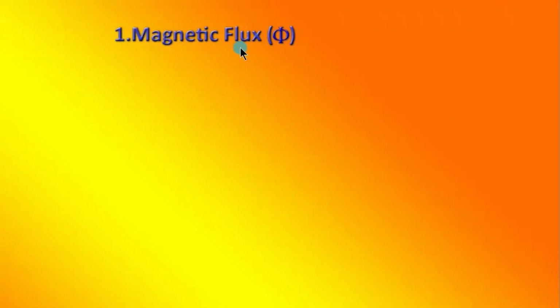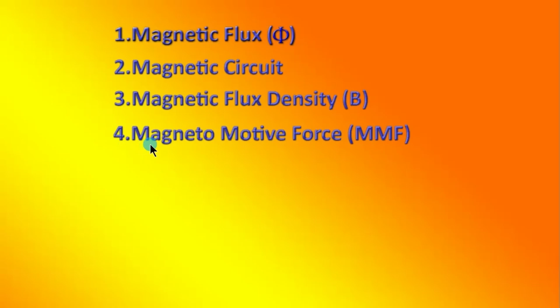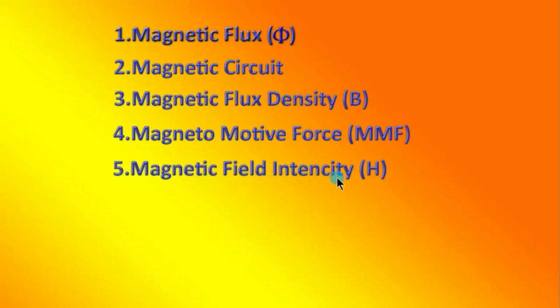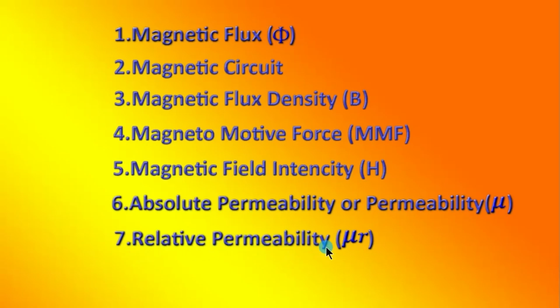First one is magnetic flux, second magnetic circuit, third magnetic flux density B, fourth one magnetomotive force MMF, fifth one magnetic field intensity H, next absolute permeability or permeability denoted by mu, then comes relative permeability mu R, and reluctance denoted by the letter S.